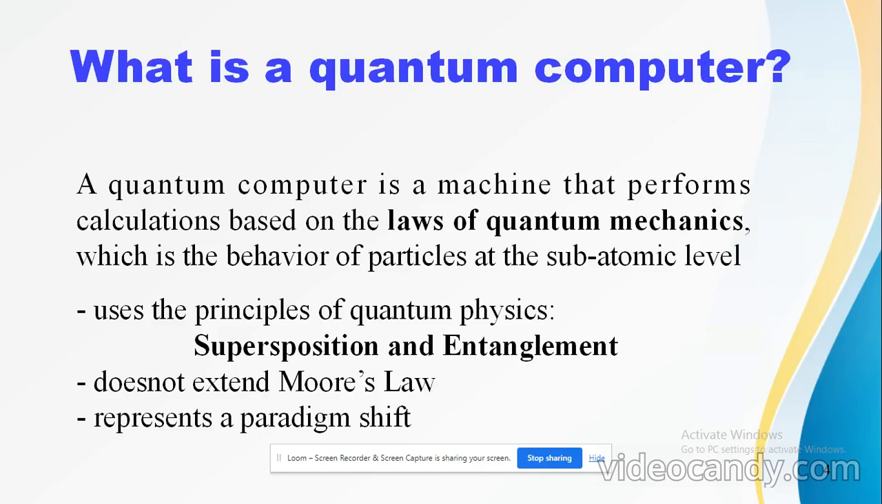Unlike classical computers, which rely on binary transistors, quantum computers leverage the principles of quantum mechanics to perform computations. Instead of relying on transistors like regular computers, quantum computers use the principles of quantum physics such as superposition and entanglement to process information in completely new ways. This allows them to solve problems that are practically impossible for classical computers. So, quantum computing does not extend Moore's law, it represents a paradigm shift.